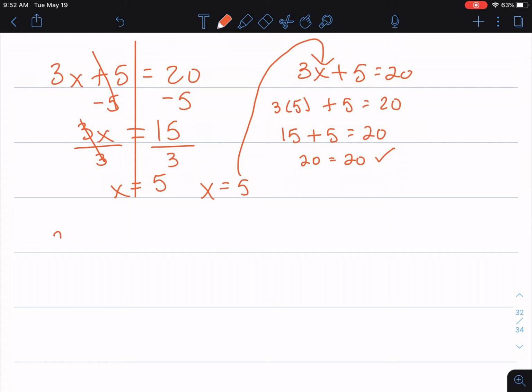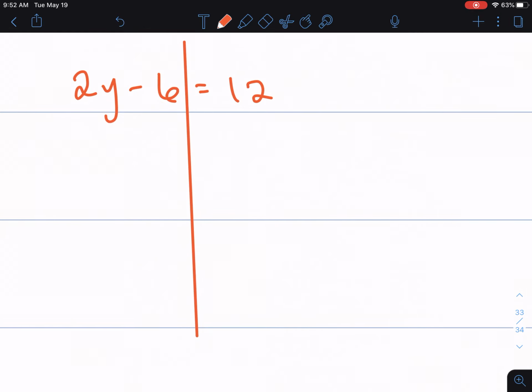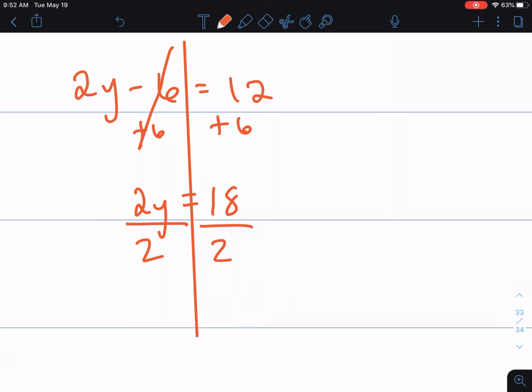So the second one is 2y minus 6 equals 12. Okay. We have to move that minus 6 first. So to move that minus 6, we're going to add 6 to both sides. Remember, what you do to one side, you have to do to the other. The negative 6 plus 6, those zero out, so we have 2y, and we have 12 plus 6, which is 18. Now we have 2 times y left. So the opposite of multiplying is dividing. We're going to divide both sides by 2.